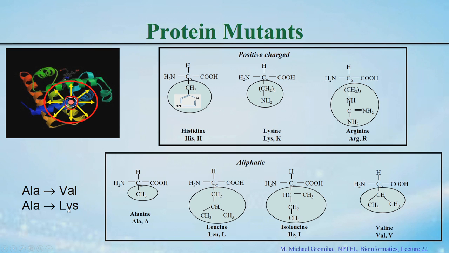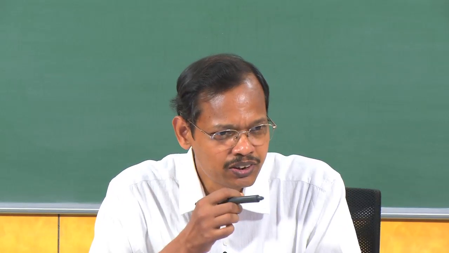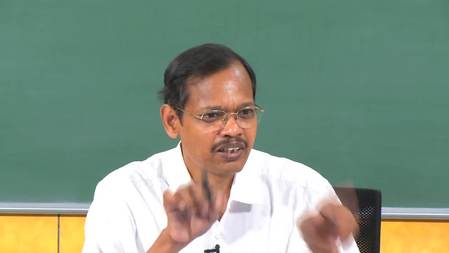Likewise, if we mutate alanine to lysine, what will happen? Will this stabilize the protein or destabilize the protein? It destabilizes the protein if this is in the buried state. If it is located in an exposed position and there is a nearby residue like aspartic acid or glutamic acid, in this case that can make salt bridges.